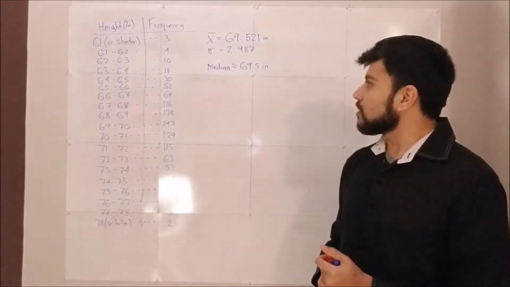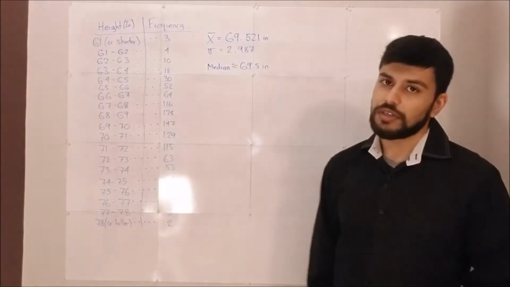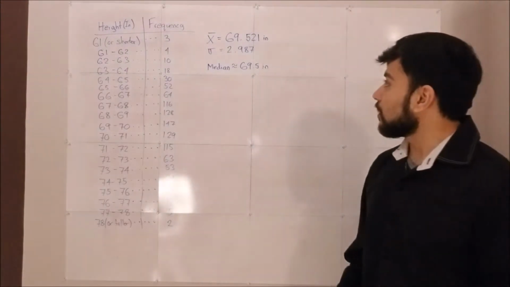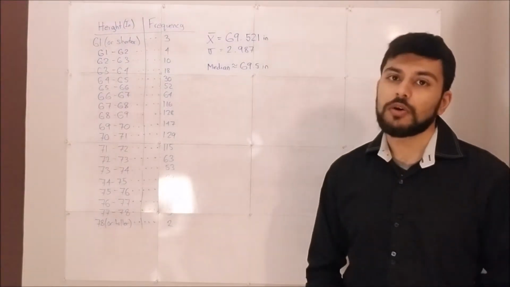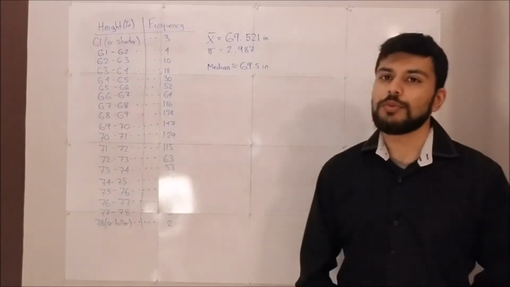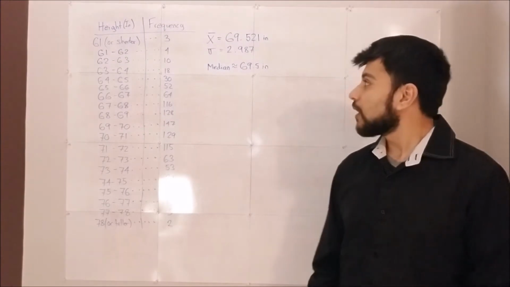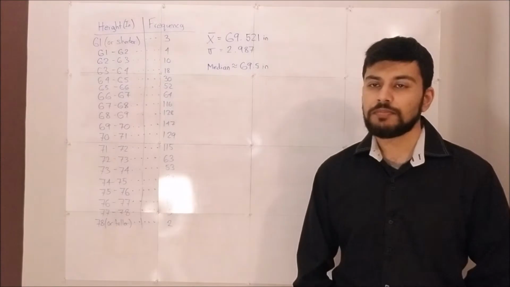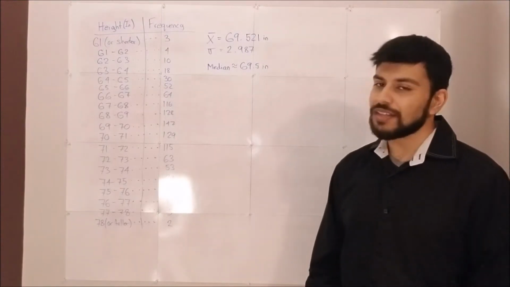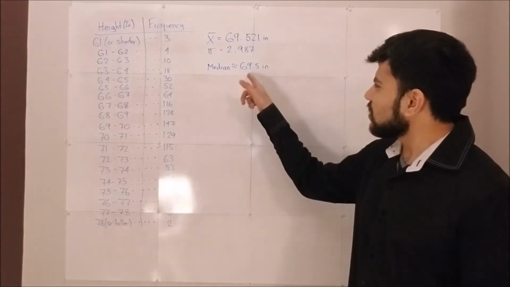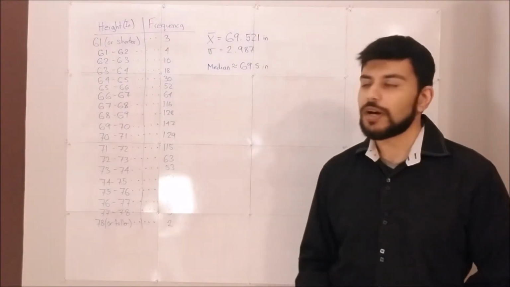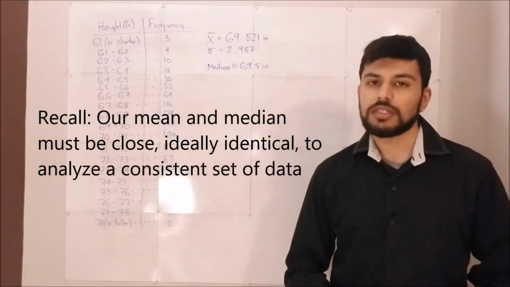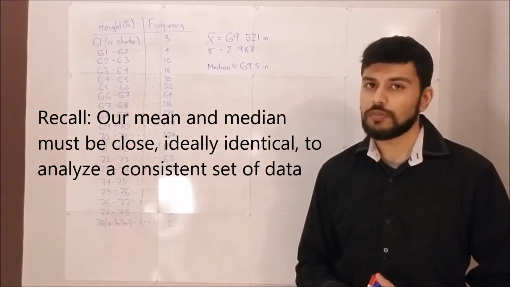All right, and just a few more pieces of information. If you want to calculate it using your calculator, by all means. I just use Excel for this. Calculate the mean, so x bar or mu, that's going to be 69.521 inches. Calculate your standard deviation, that's about 2.987. And you'll have to find the median as well. It looks like it's about 69.5. The reason why I'm doing this is I want to see how close my median is to my mean.